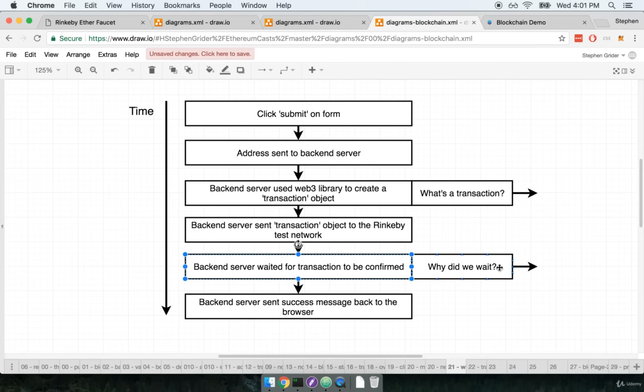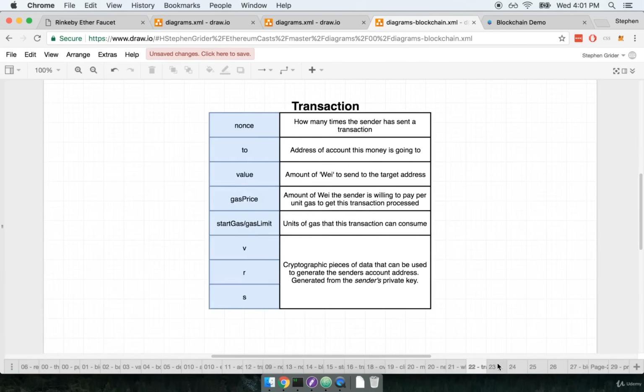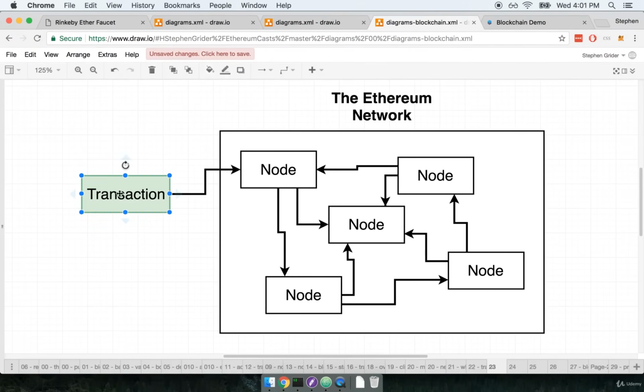So we're right here. We sent the transaction off to the Rinkeby test network, and then we want to answer the question, why did we wait? This is going to be a long series of videos in which we try to answer the question, why we had to wait. So let's walk through this. All right, so we're right here. We sent off our transaction to the Ethereum network. And to be more precise, it was the Rinkeby test network that we sent the transaction to.